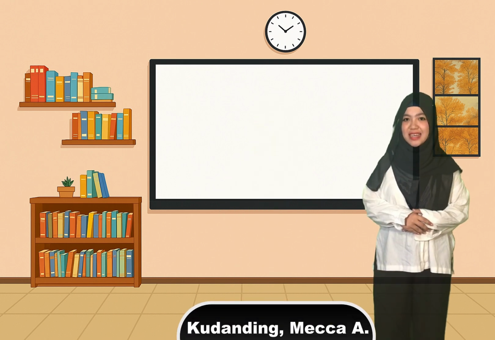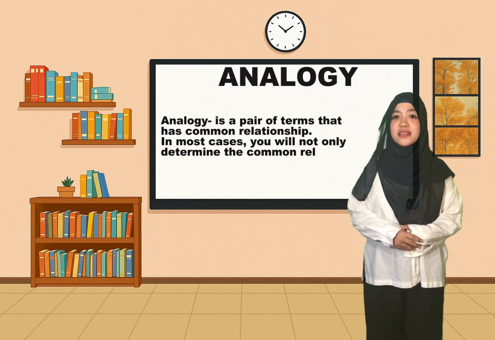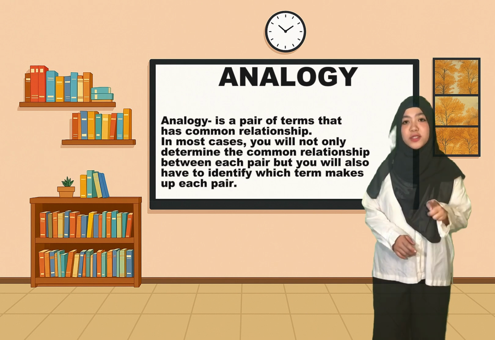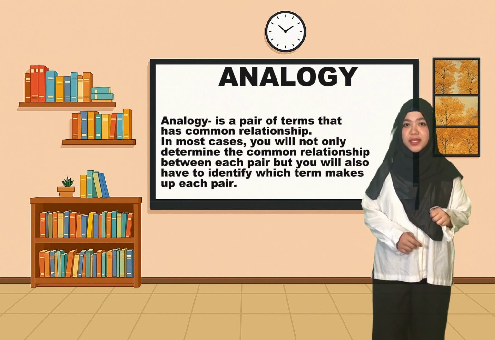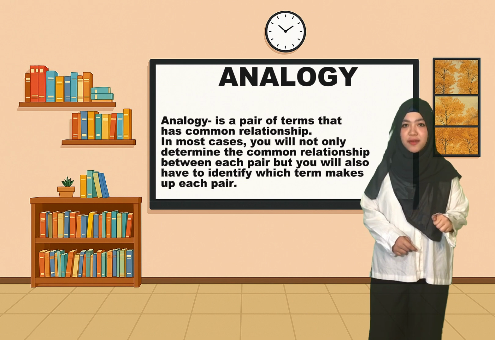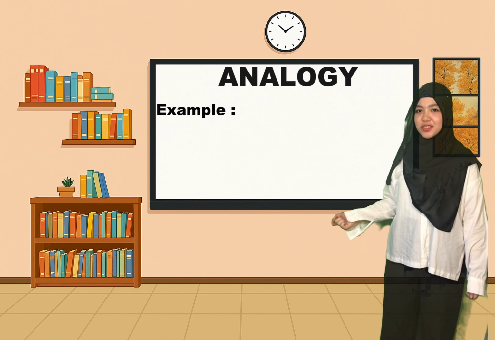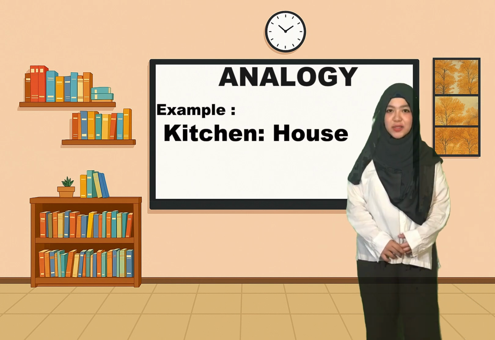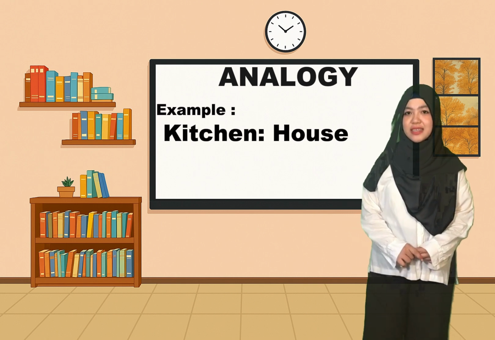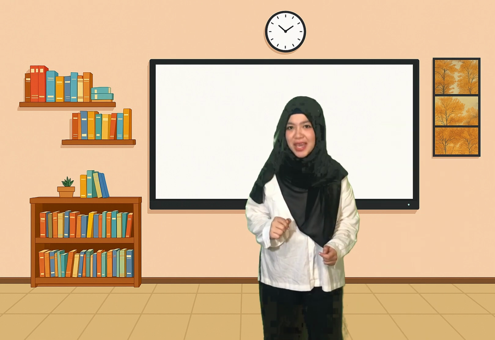Now, we will be discussing what an analogy is. Analogy is a pair of terms that has a common relationship. In most cases, you will not only determine the common relationship of each pair, but you will also have to identify which terms make up each pair. I have here an example of analogy. Kitchen is to house. Kitchen and house are related since kitchen is part of the house. Did you get it? Amazing! If you got it, let's proceed to your next teacher, Teacher Stephanie.